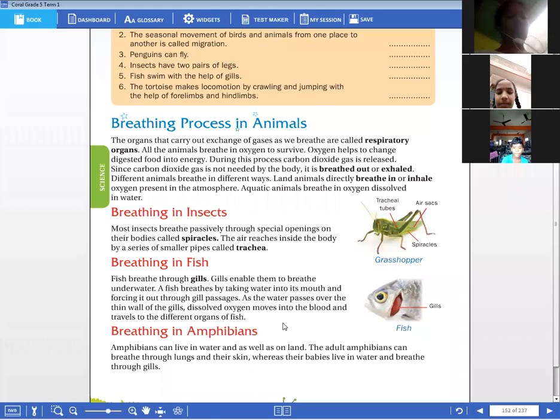Most insects breathe passively through special openings on their bodies called spiracles.